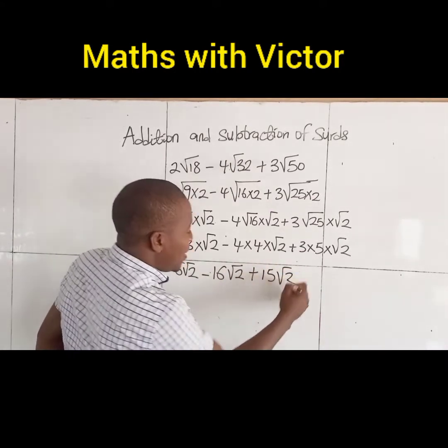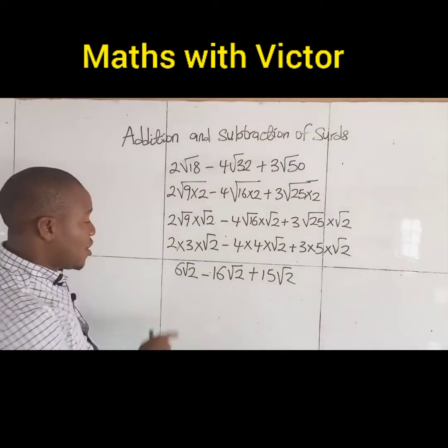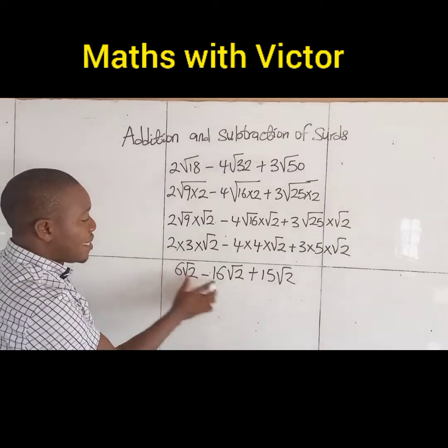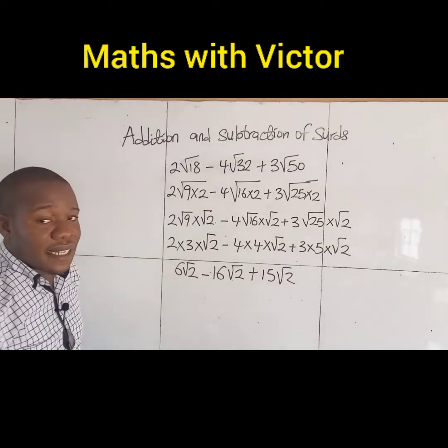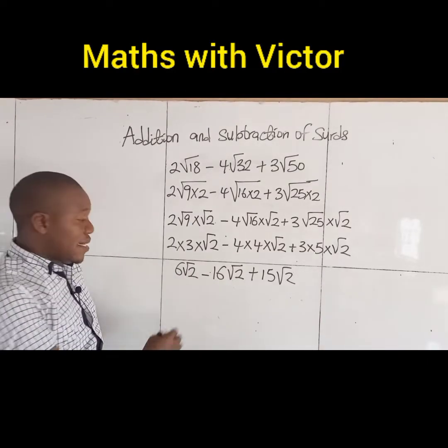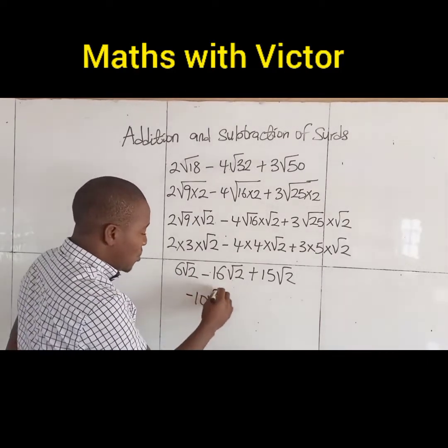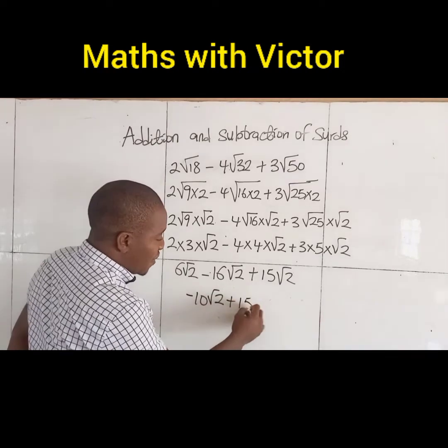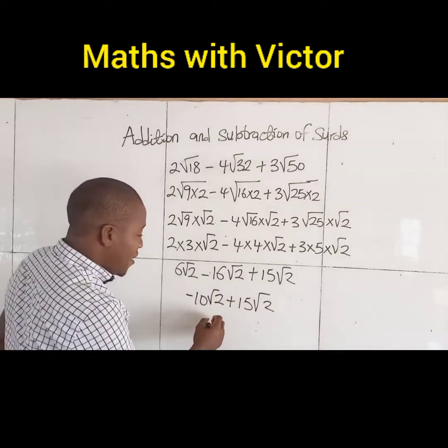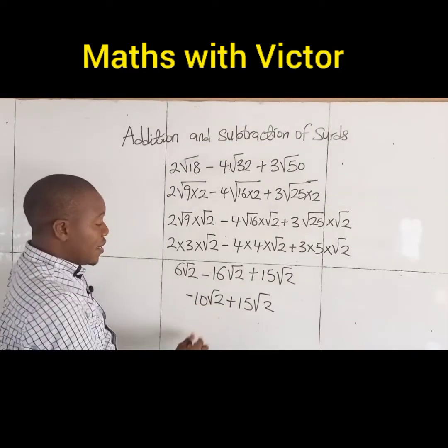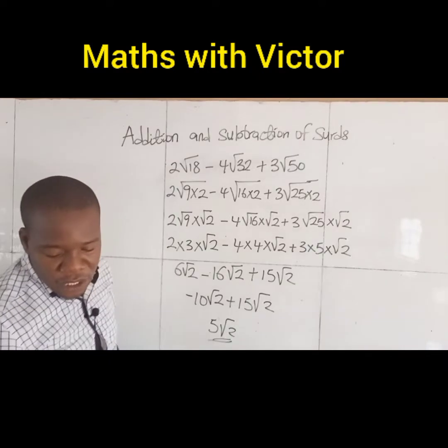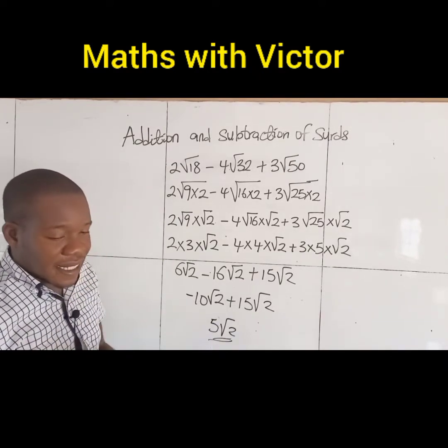15 root 2. Just like I said before, they are similar surds because they ended with root 2, root 2, root 2. So we add the numbers outside and subtract the numbers outside as the case may be. So I have 6 minus 16. 6 minus 16 is minus 10. Minus 10 root 2 plus 15 root 2. Sorry, minus 10 plus 15, apologies, is 5. So we have 5 root 2 as the answer. And that is option number C.